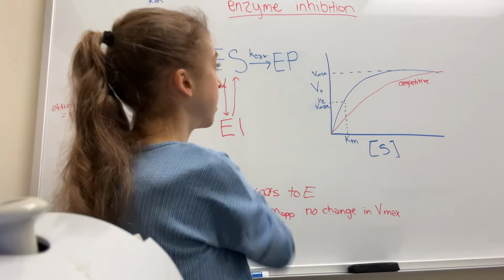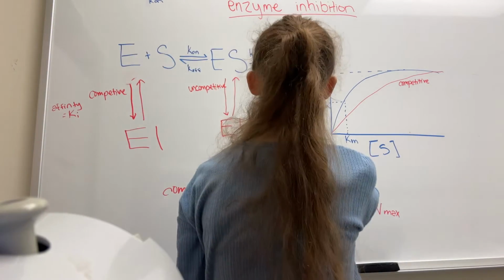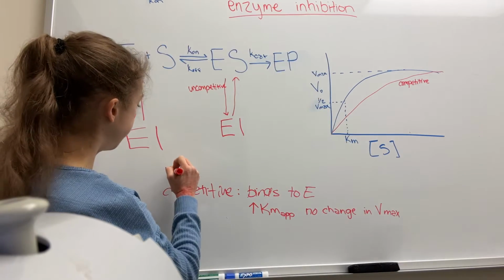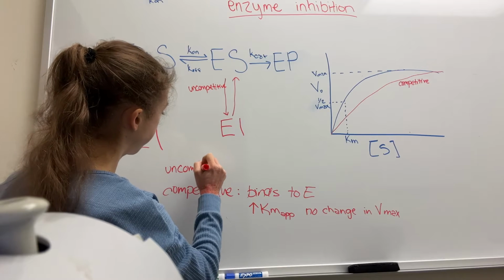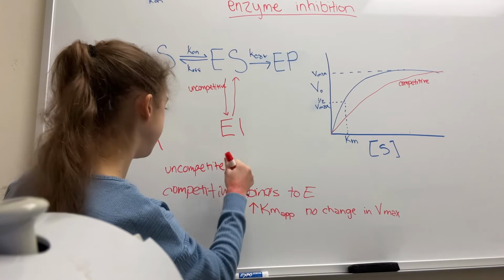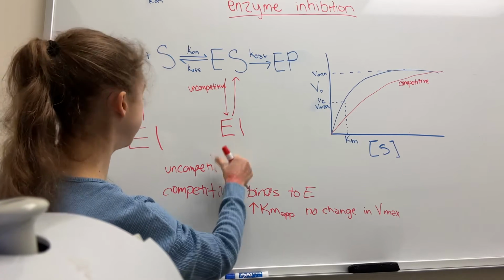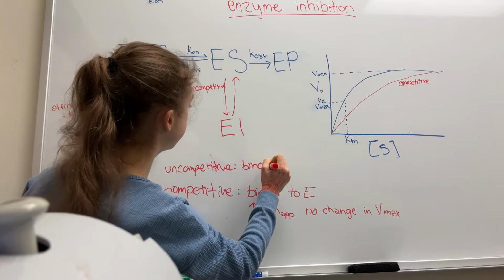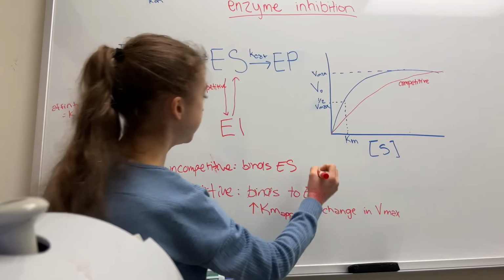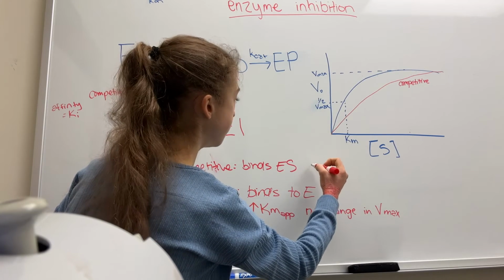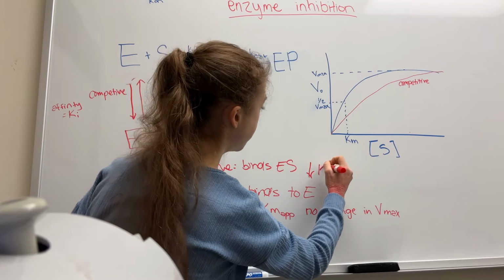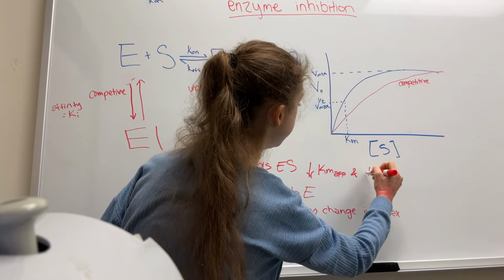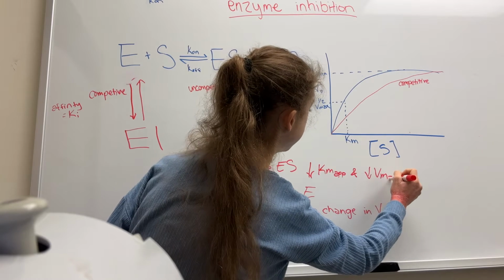So in the case of an uncompetitive inhibitor, it binds ES. It's going to decrease our Km apparent and decrease our Vmax apparent.